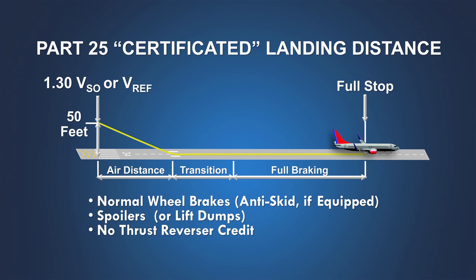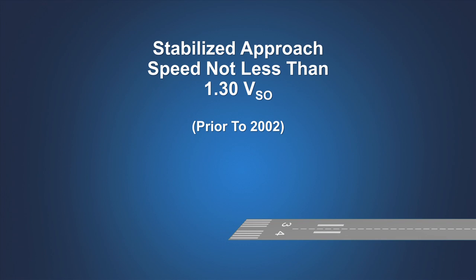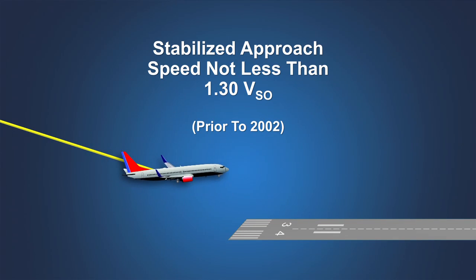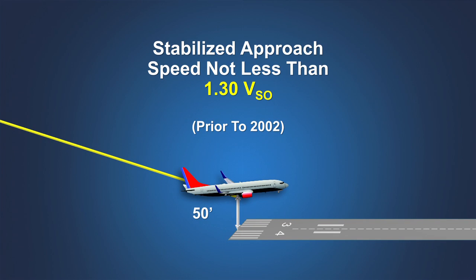Landing distances based on these certification rules reflect the maximum capability of the airplane and are generally shorter than the landing distances achieved in normal operations. Prior to 2002, the certificated landing distance was based on a stabilized approach and an approach speed not less than 30% above the stalling speed in the landing configuration, or 1.3 VSO. A speed greater than 1.3 VSO could be used if needed for acceptable airplane handling characteristics.